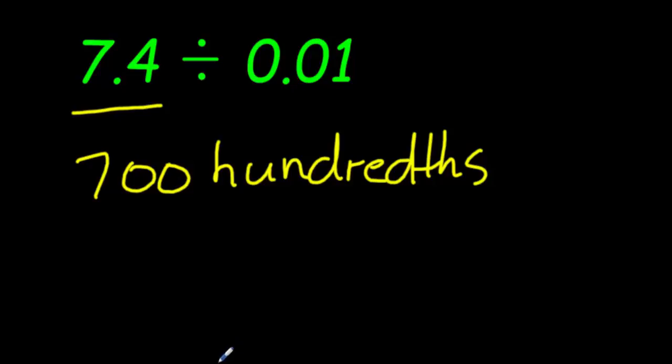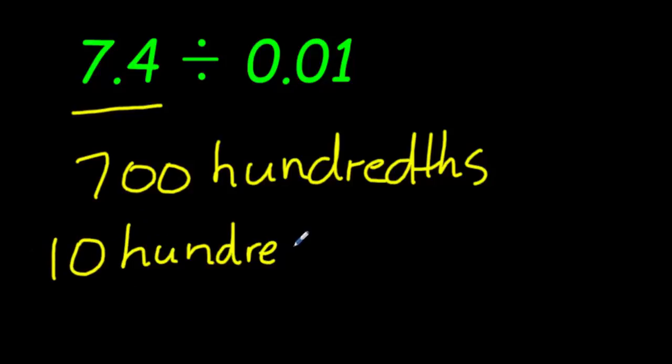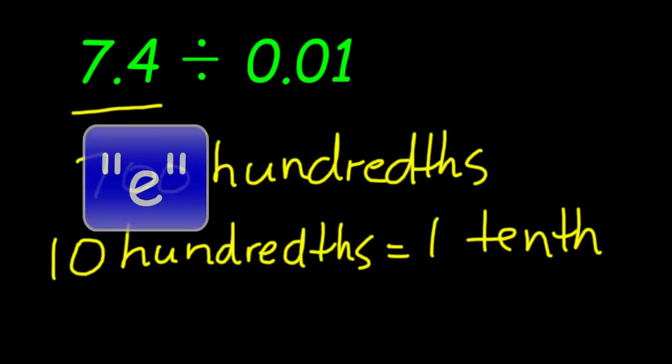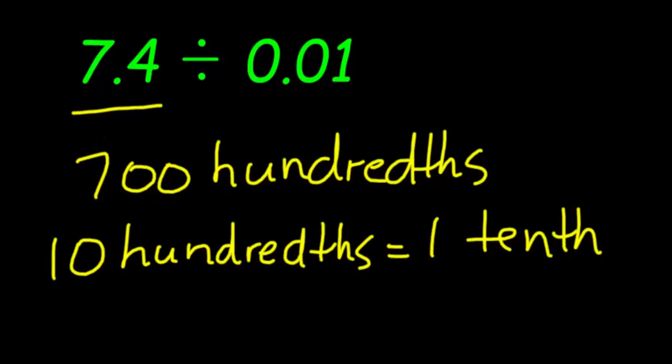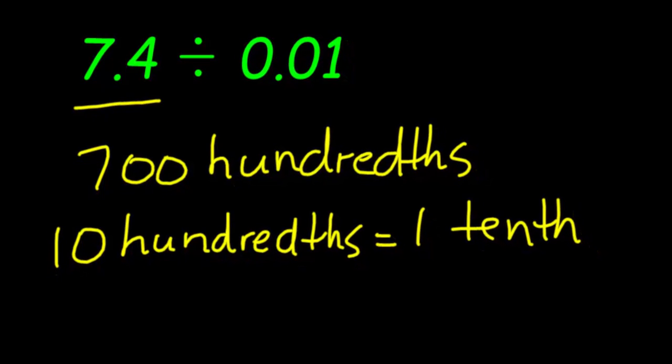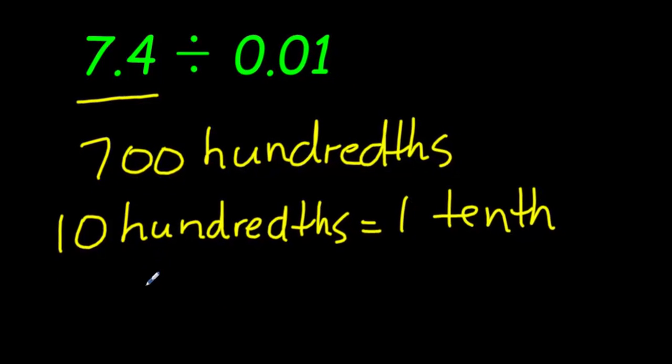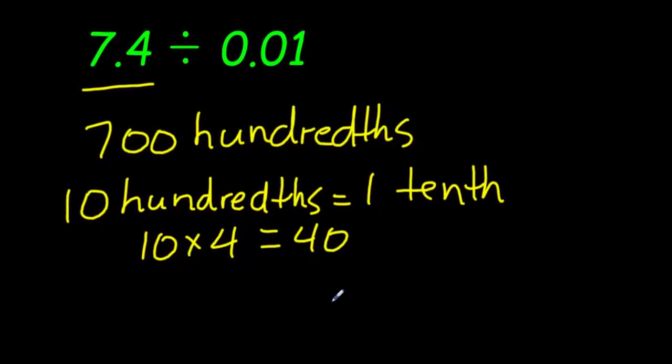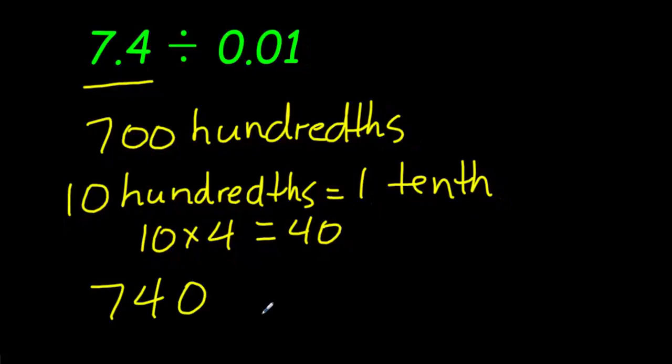There are 10 hundredths in 1/10. Okay, let me write that down. 10 hundredths is equal to 1/10. And again, am I thinking money? I am. There's 10 pennies in 1 dime. That's right, because a dime is 1/10 of a dollar. So we have 10 pennies in 1 dime, so 10 hundredths in 1/10 follows that pattern. Well, that means then that there's going to be 40 hundredths because we have 4 tenths. And 10 times those 4 tenths is going to equal 40 hundredths. So we're going to end up with 740.